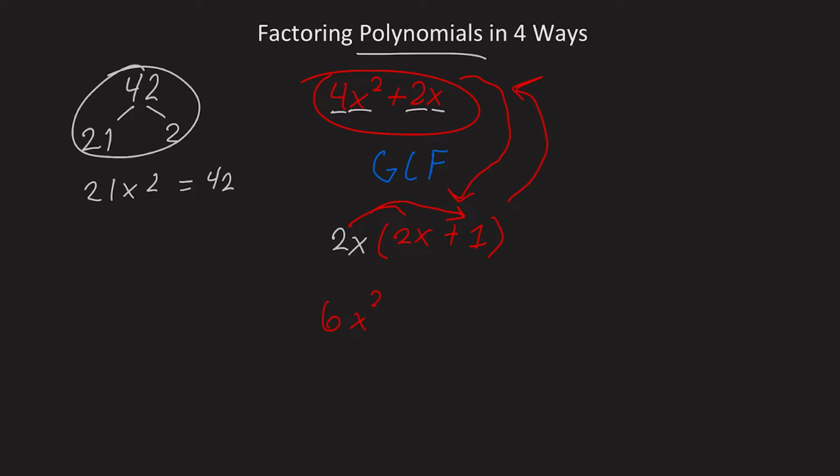Another example, 6x squared plus 3x plus 3. Greatest common factor in this case. What's it going to be? It's going to be 3. So let's pull a 3 out of our polynomial right here. We pull a 3 outside, and that leaves us with 2x squared plus x plus 1.